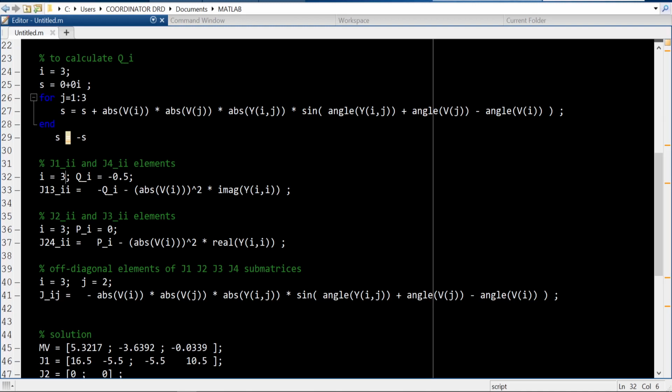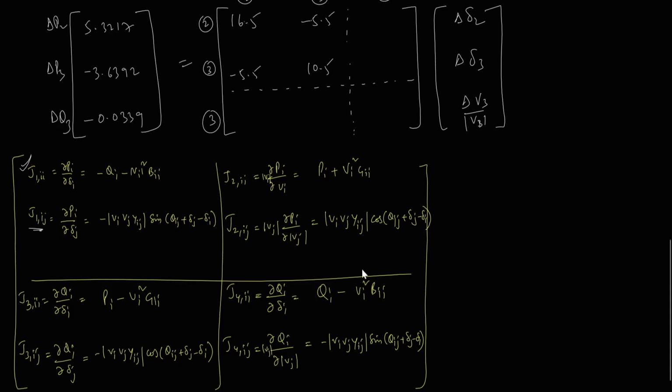This is the diagonal element, that is Q, and what about this equation? This equation is plus Qi minus V3 square into B33, that's it. So only the sign is plus here, this is plus, and minus V square Bii, right?